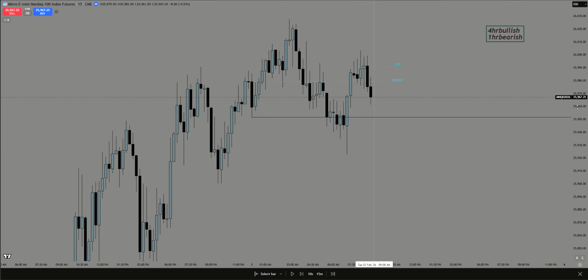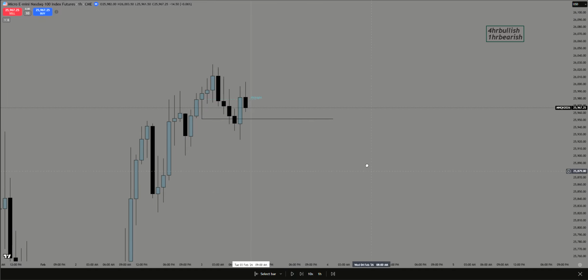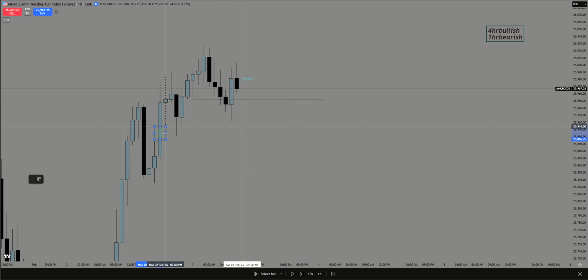So with that being my narrative, I was kind of looking for this to happen right here. Since my 15-minute flipped bullish and my 1-hour is bearish, that's kind of odd for me, because you would think the 15-minute would flip before the 1-hour did, but we put in this weird looking low right here. So our 1-hour is bearish and our 15-minute was bullish.